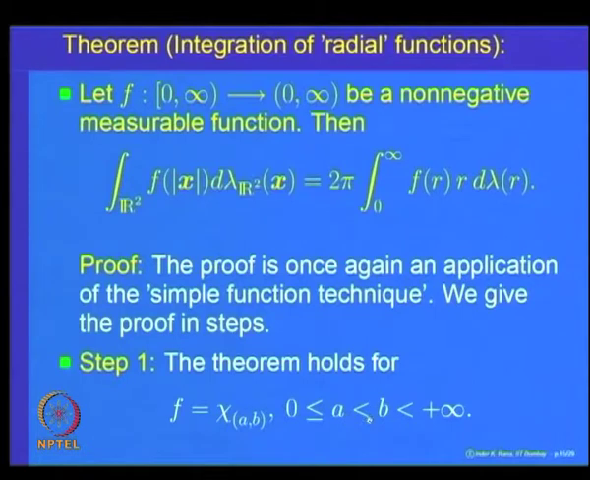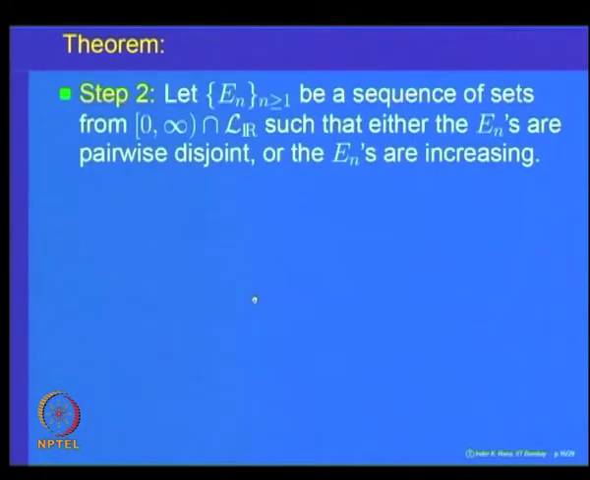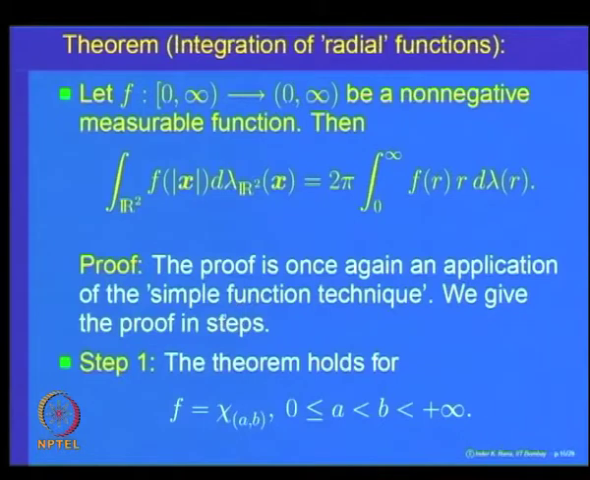So, a less than b, b bigger than 0. So, when f is the indicator function, let us compute both sides and see what they look like. When f is the indicator function of (a, b), the integral from 0 to infinity will give you only a to b, so this will be the integral from a to b of the function f(r).